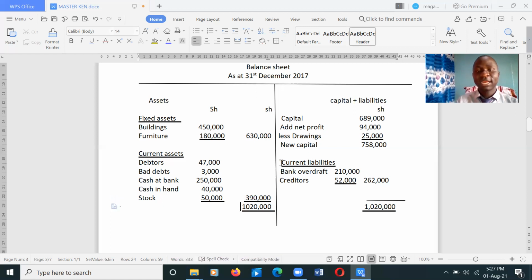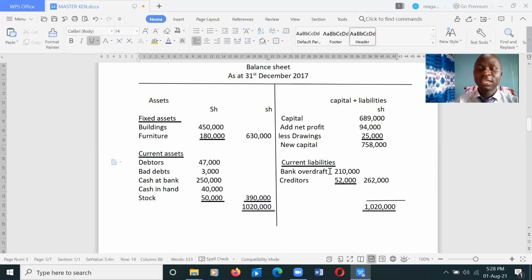I move to this side and look at current liabilities. Current liabilities are debts payable within a period of less than 1 year. If a business has debts that it has to service or pay within a period of 1 year, those are what you call current liabilities. They are also called short-term liabilities. And then we have long-term liabilities. These are debts payable within a period of more than 1 year. It can be 2 years, can be 3 years. So if you hear of a 5-year loan or 2-year loan, that is what we call a long-term liability.